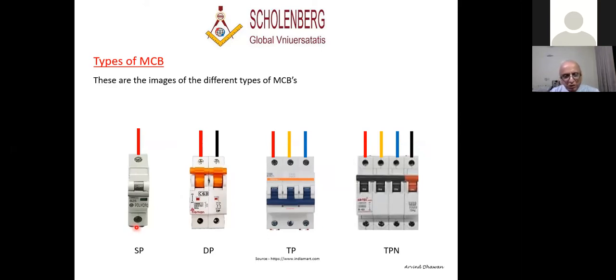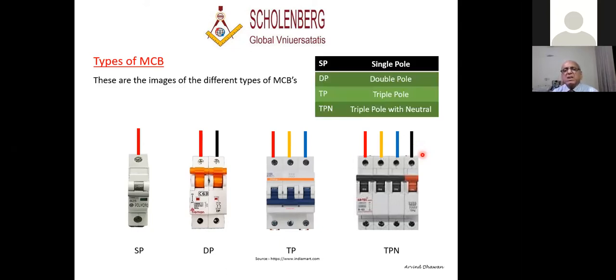It will blow up in your face. SP is for low rating. It is called single pole, which means it is meant for single phase. Double pole, phase and neutral, for single phase. TP, triple pole, means you will have to control 3 phases. But controlling 3 phases is not sufficient. A 3-phase supply is a 4-wire system: phase R, Y, B, and a neutral. So let me explain this to you. SP is single pole, DP is double pole, TP is triple pole, and TPN is triple pole with neutral.